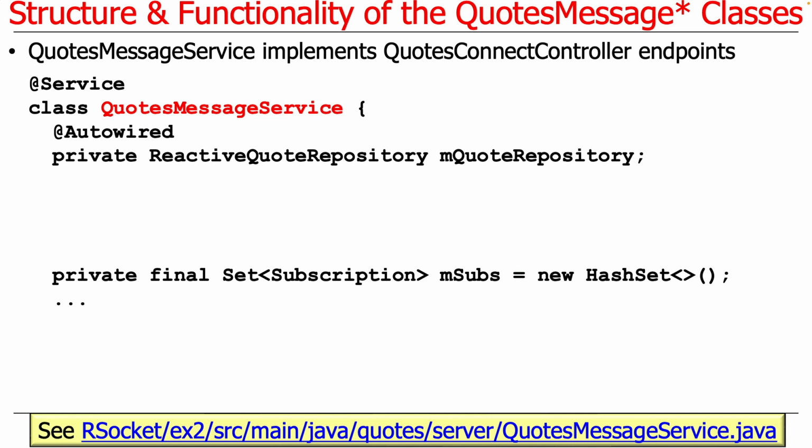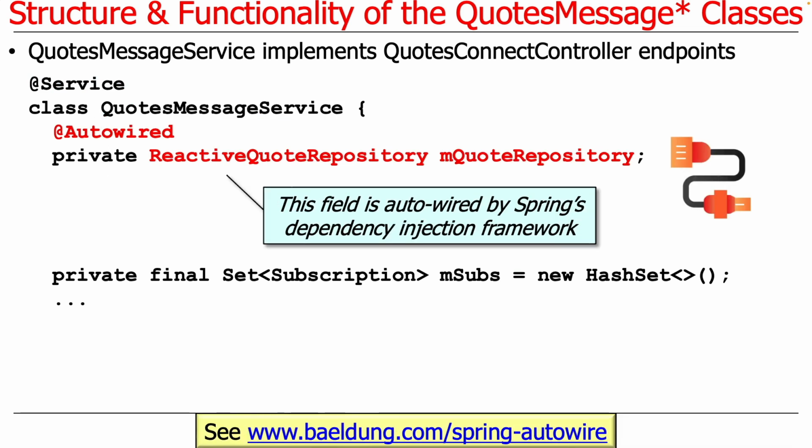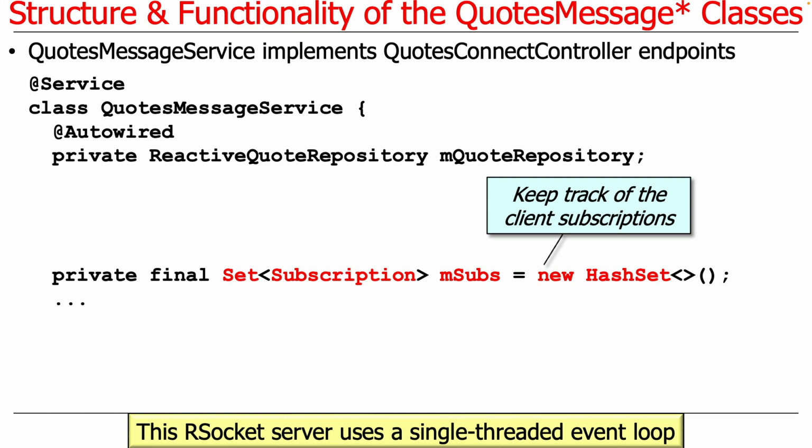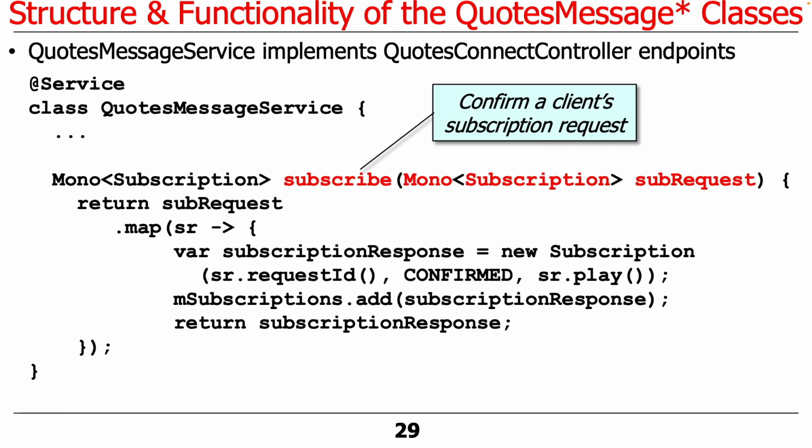Here's the quotes message service. It's auto-wired to a database that uses the R2DBC model, the reactive model, so we'll talk about that. That's new. We didn't talk about that before. It's got a subscription set that keeps track of client subscriptions so people can tell if they're subscribed or not. And here's the subscribe method. This is ever so slightly different from the one we looked at before.